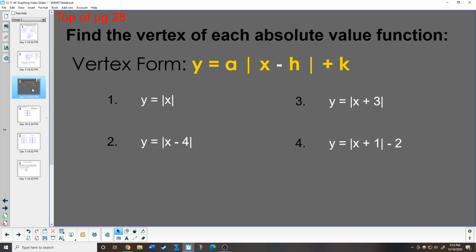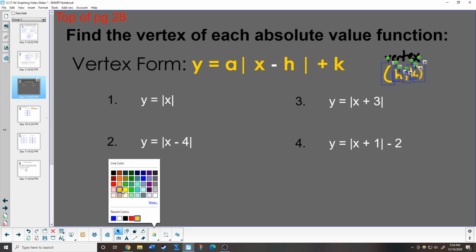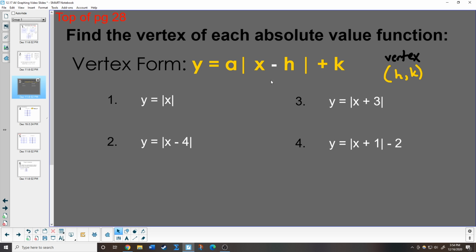All right, so at the top of page 28, you can head there now. So Vertex Form is as follows. Y is equal to A times the absolute value of x minus h plus k. Okay, and the vertex can be found with h comma k. All right, h comma k. Let's go ahead and highlight that. All right, cool. So h comma k is what we're going to be looking for.